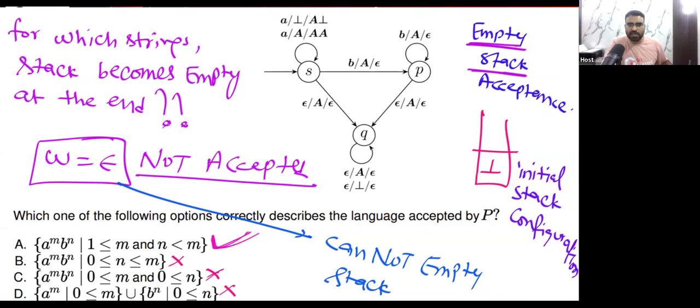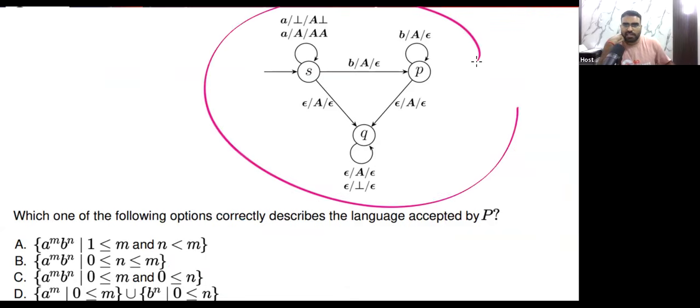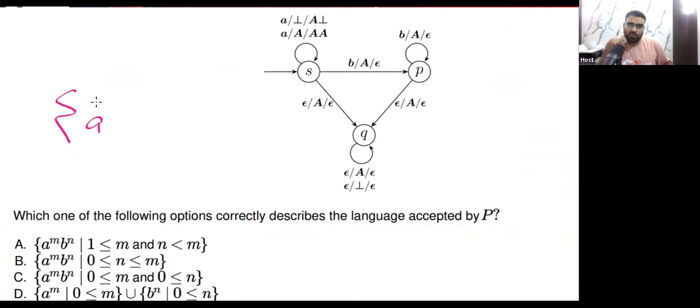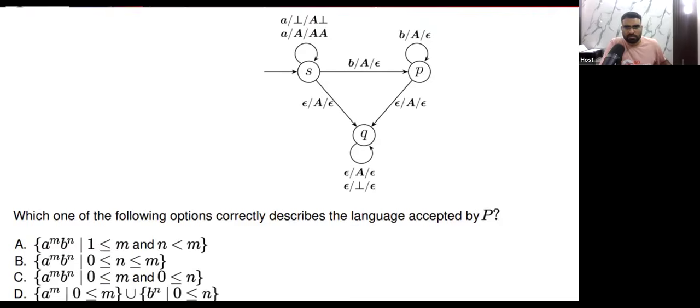But anyway, did you understand the complete analysis? Please tell me. For this question, did you understand the analysis, that the language will be number of a, number of b? Like a power n, b power m. I can say a power m, b power n, where m is more than n and n is greater than equal to 0. So your option A will be correct. I hope you understood. Now let's move on.